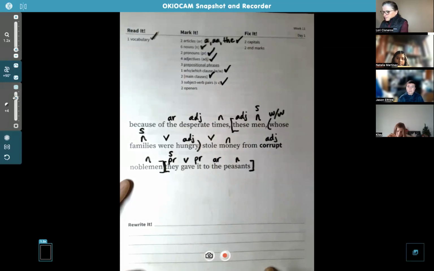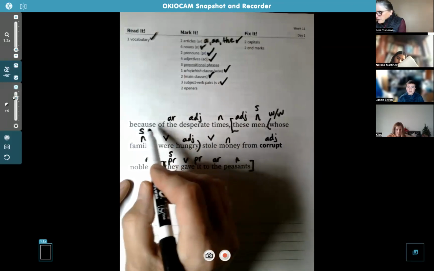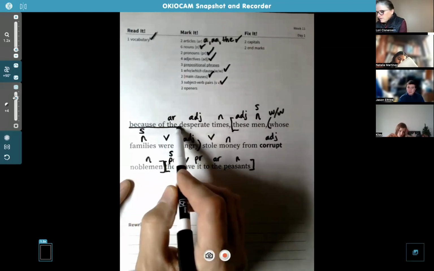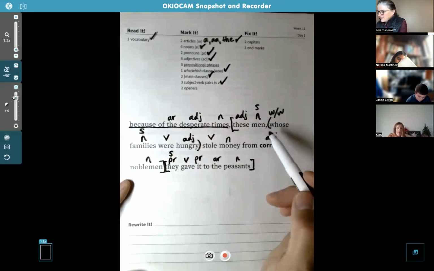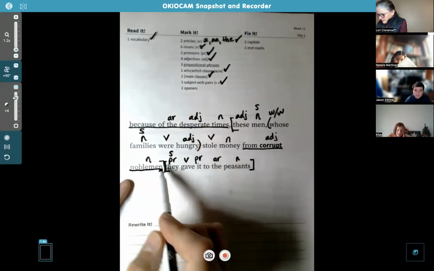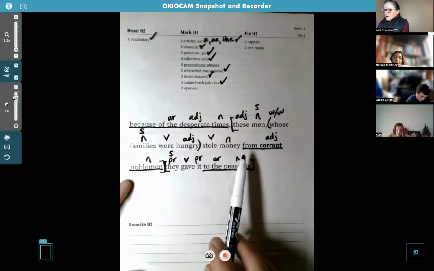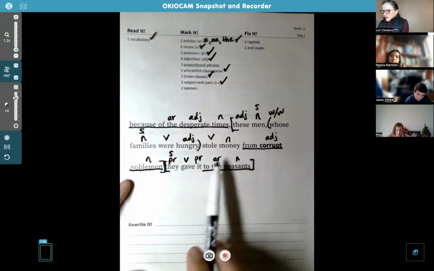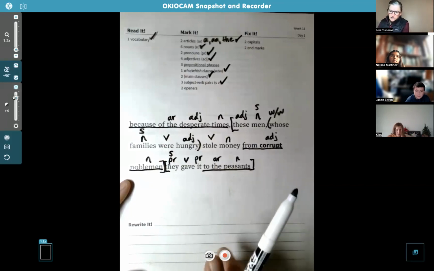Okay, Kylie, let's go back to the prepositional phrases. Where are those at? Okay, so it's of the desperate times. Of the desperate times, yes. Actually, it includes because too. Because of the desperate times, because the word because is actually a preposition. We don't see it very often at the beginning, but good. From corrupt noblemen. From corrupt noblemen, good. And to the peasants. So I'm sure that Jason and Natalia, you probably noticed because of didn't have a label, from didn't have a label, and to didn't have a label. So that's your clue that those are the prepositional phrases. But very good, Kylie. I knew you spotted those earlier.